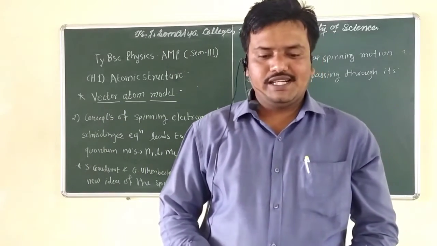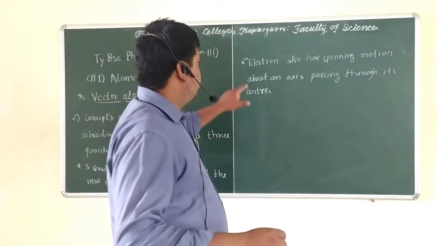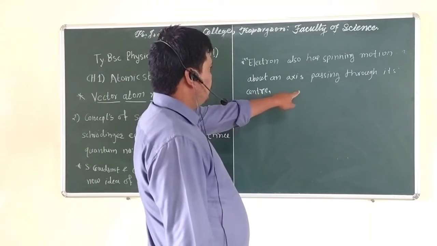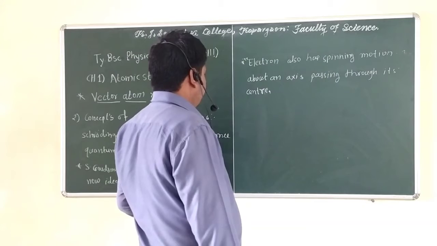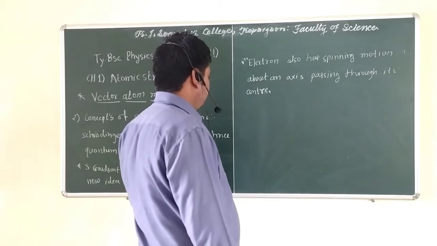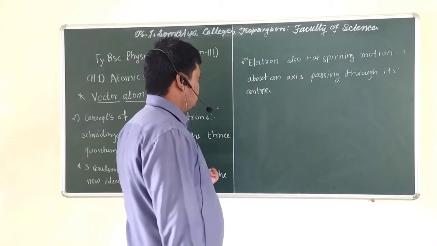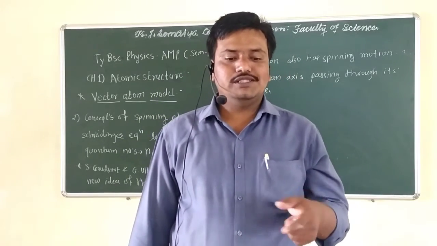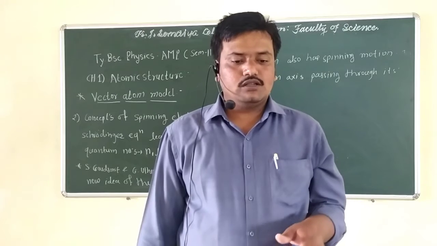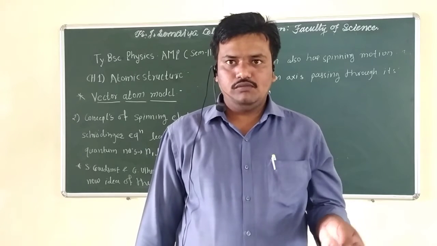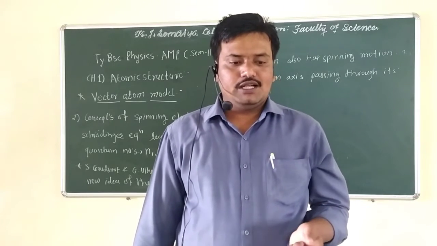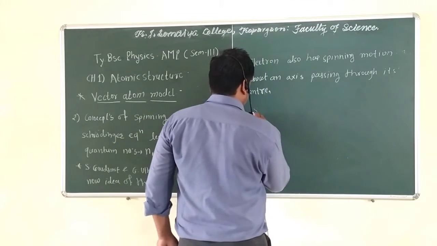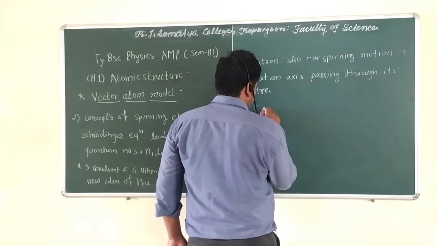An electron has spin angular momentum, that is, the electron has a spinning motion about an axis passing through its center. Like in the orbital angular momentum, where there is the orbital quantum number and the orbital magnetic quantum number, here also the spin angular momentum S bar is there, and the spin magnetic quantum number.